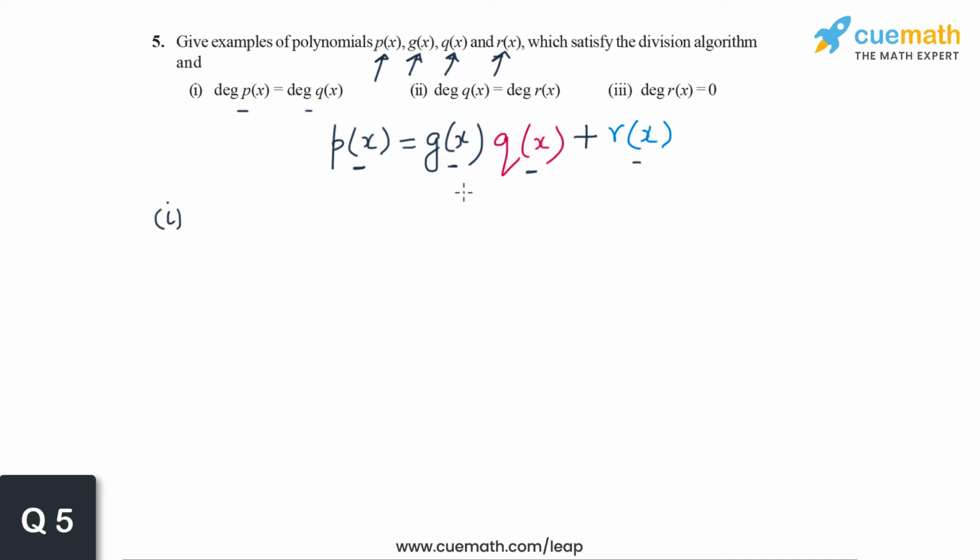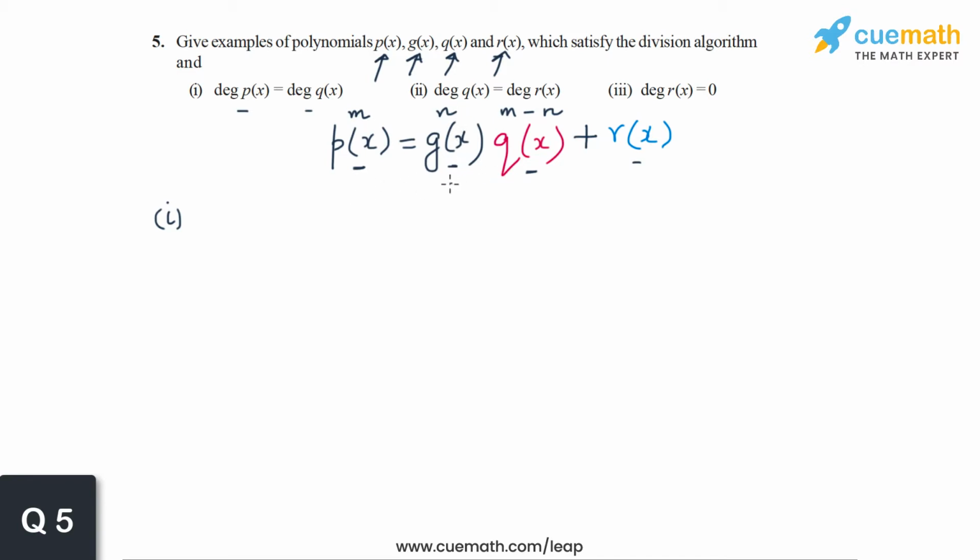how is that possible? Because if the degree of the dividend is m and the degree of the divisor is n, then the degree of the quotient has to be m minus n. So mostly when we see any division case, we find that the quotient polynomial has a degree less than the dividend polynomial.